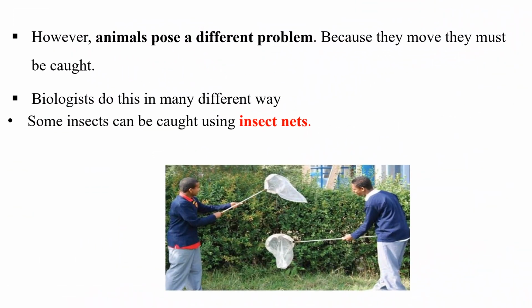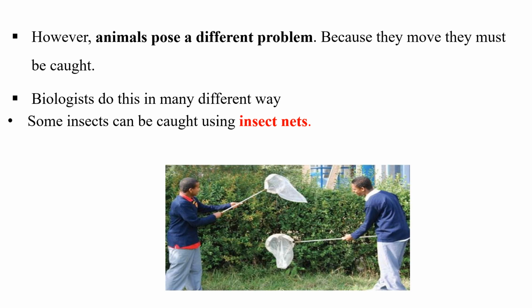Also, however, animals pose different problems. Because they move, they must be caught. Biologists do this in different ways. For example, biologists collect insects. Insects are collected using insect nets. Especially, you see students using insect nets to collect insects. So this is another method of collecting moving animals like insects.